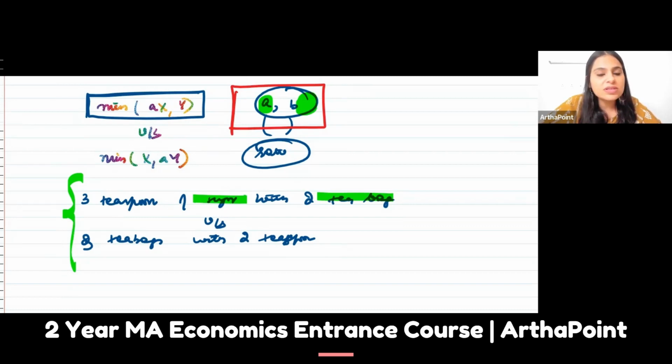Macro, I am always a little less stressed because I know my students do those in 2 to 3 months. It is micro and maths that I want students to focus on.